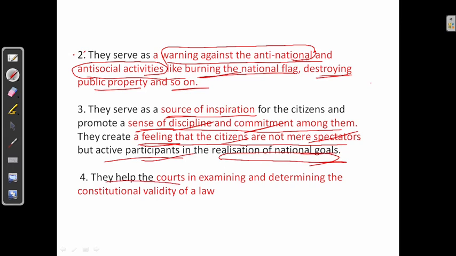Next, they help the courts in examining and determining the constitutional validity of a law. Okay, fundamental duties help the courts in examining and determining the constitutional validity of the law.